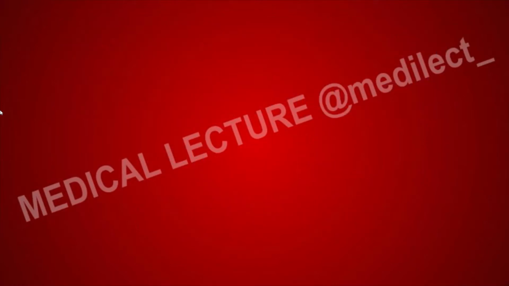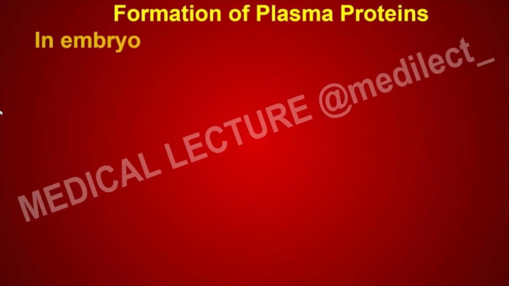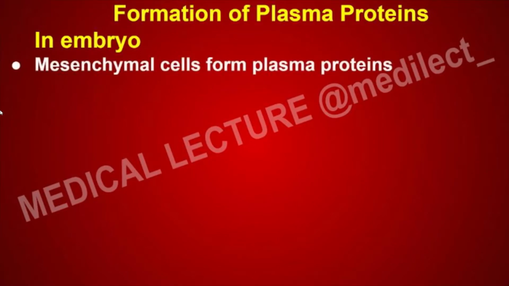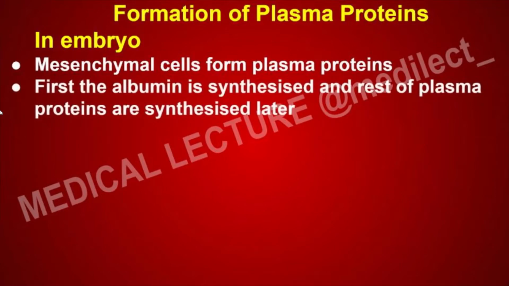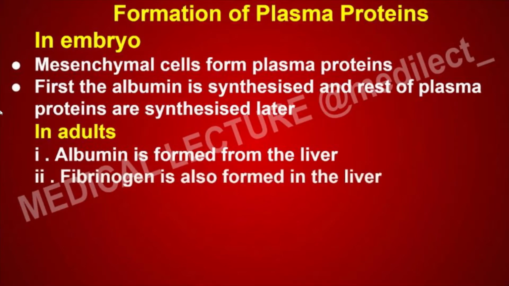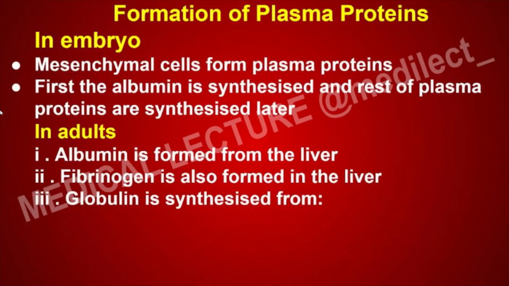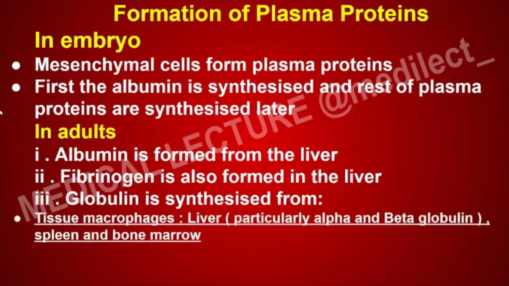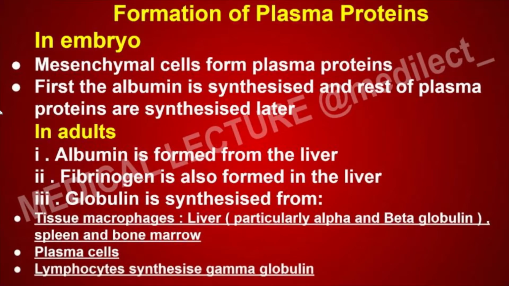So over here, the formation of the plasma protein in the embryo. In the embryo the mesenchymal cells form the plasma proteins, and firstly the albumin is synthesized and the rest of the plasma proteins are synthesized later on, while in adults albumin is formed from the liver. Same way the fibrinogen is also formed in the liver. The globulin is synthesized from the tissue macrophages, plasma cells, and the lymphocyte synthesizes the gamma globulin.